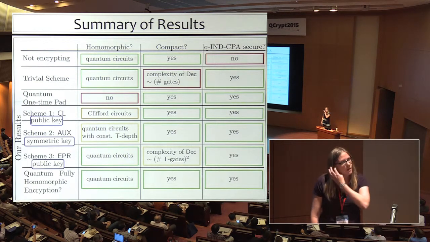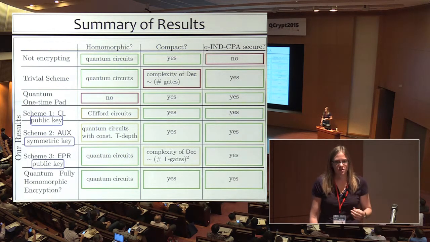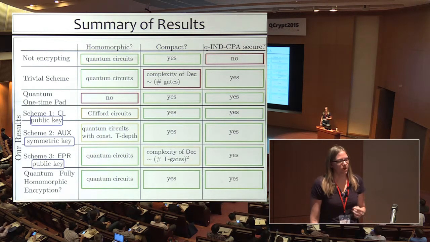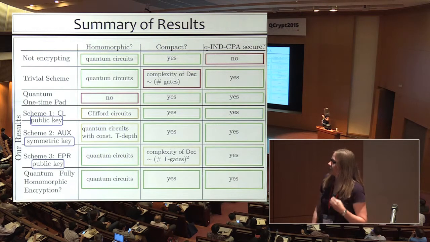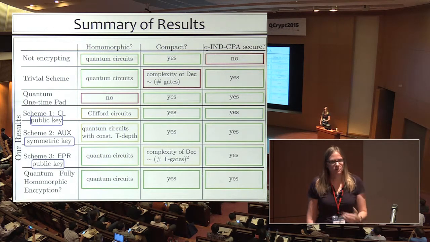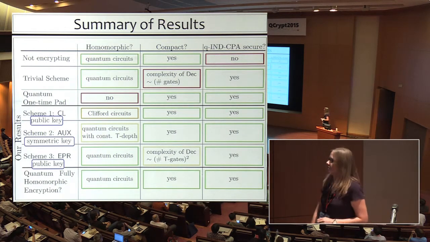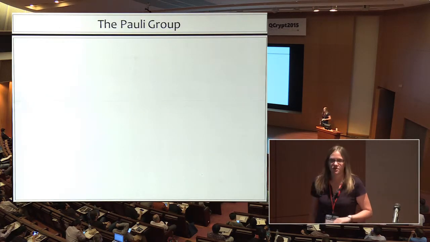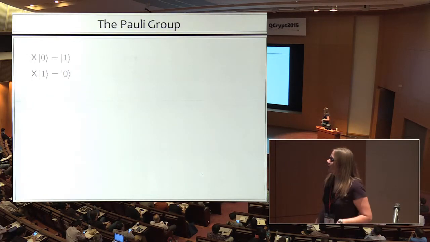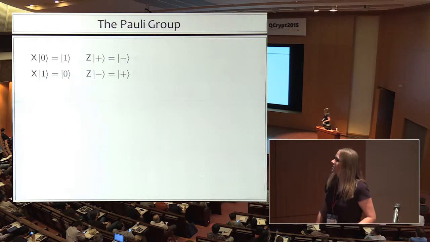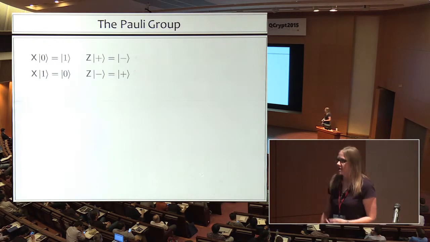So in the rest of my talk, I'm going to present our first scheme, the Clifford scheme, which is quite simple, and we can start with any classical encryption scheme that's homomorphic for linear circuits and turn it into a quantum scheme which is homomorphic for Clifford circuits. Okay, so let's just review the Pauli group. We have this very important gate, the X gate, which is just a classical NOT, and the Z gate, which just maps plus to minus and minus to plus.